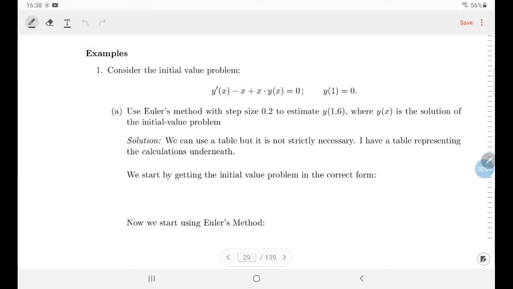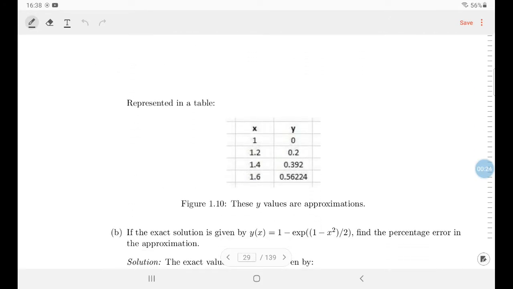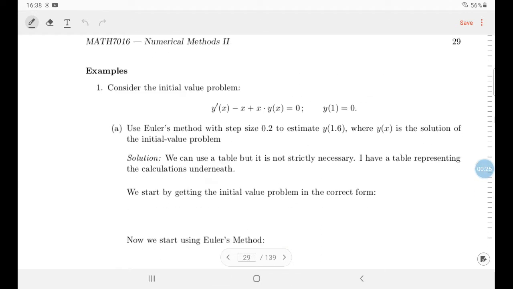Example here. So we've got an initial value problem, a relationship between x, y and its derivatives, and y(1) is equal to 0. So all I want to do is use Euler's method with a step size of 0.2 to estimate what's going on at 1.6, where y(x) is the solution. You can use a table, but it's not strictly necessary, but I have one down here that we can refer to in a minute.